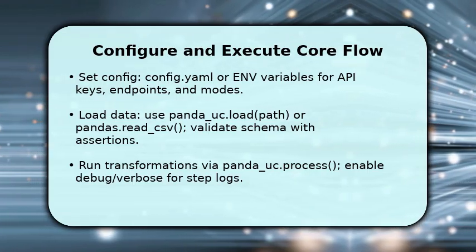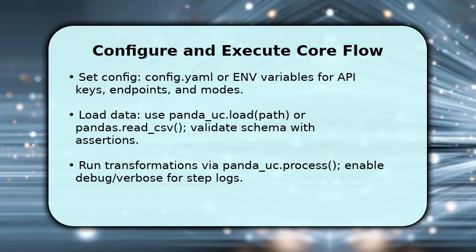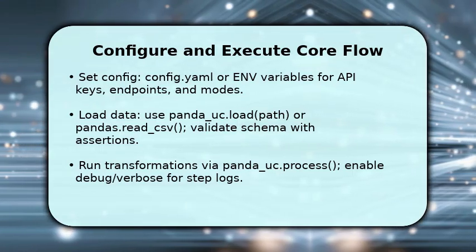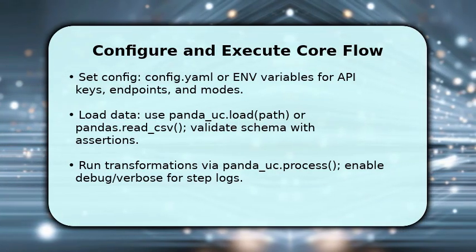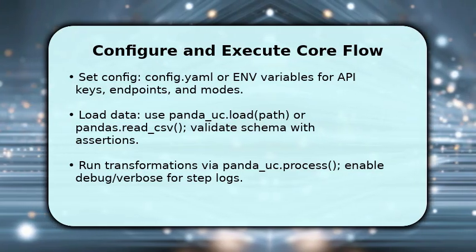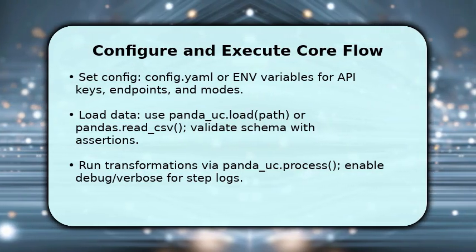Once validation passes, call the process entry point. This runs the core transforms and writes outputs. If you need traceability, enable verbose logging so each function and row-level action appears in the logs for inspection.